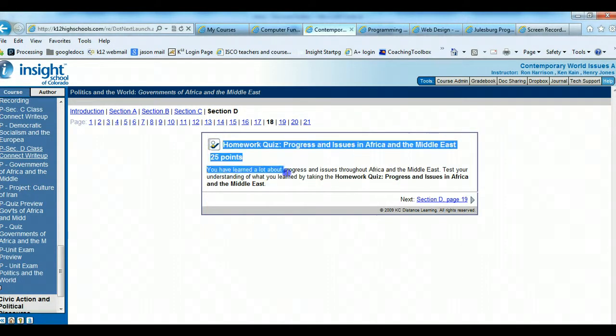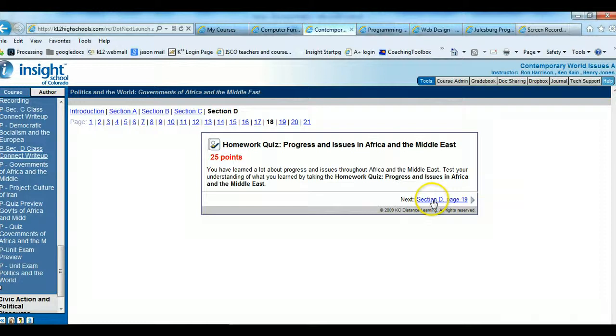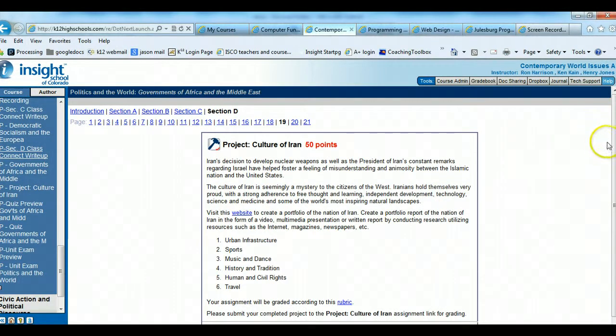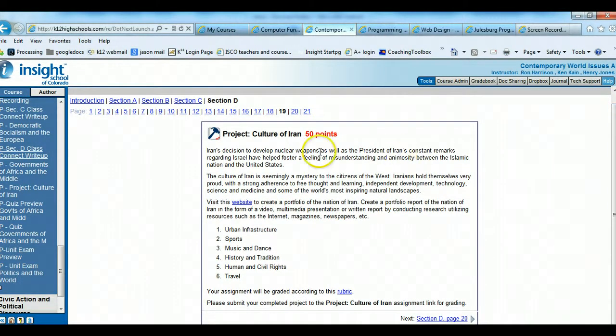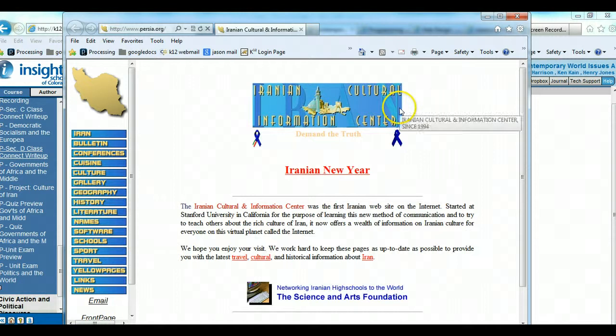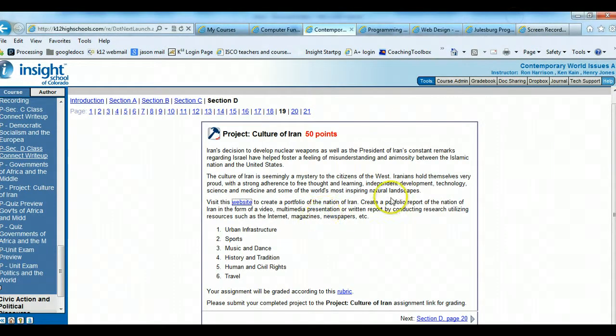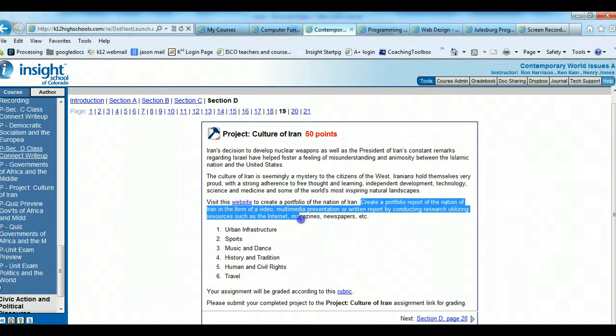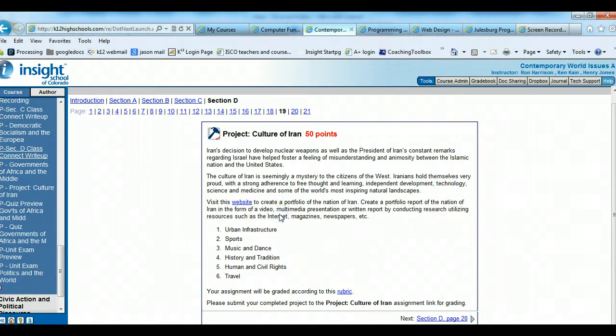Homework quiz. We don't do these, so don't worry about the homework quizzes. Page 19. You do have this activity to do. In this activity, you're going to visit this website. You could create a portfolio of the nation of Iran. You click on that link, and it takes you to the Eurasian Cultural Information Center. You can see all the information over here. You're going to do this report about Iran and create a portfolio report of the nation from the videos or from what you see there.